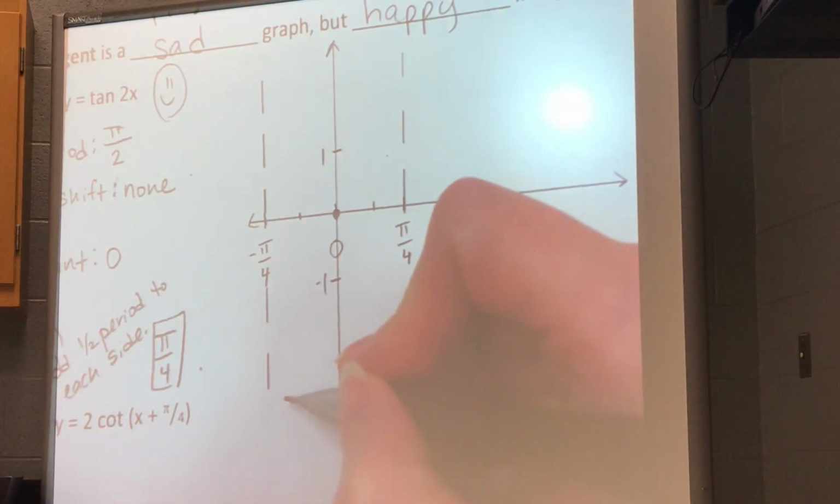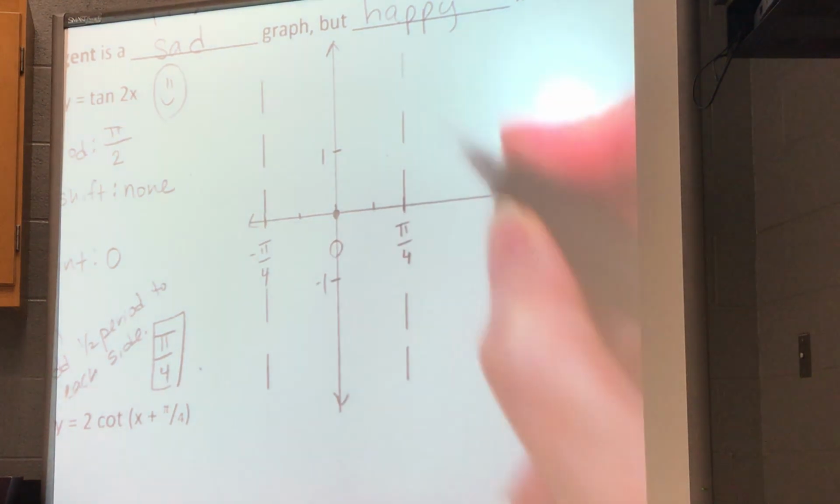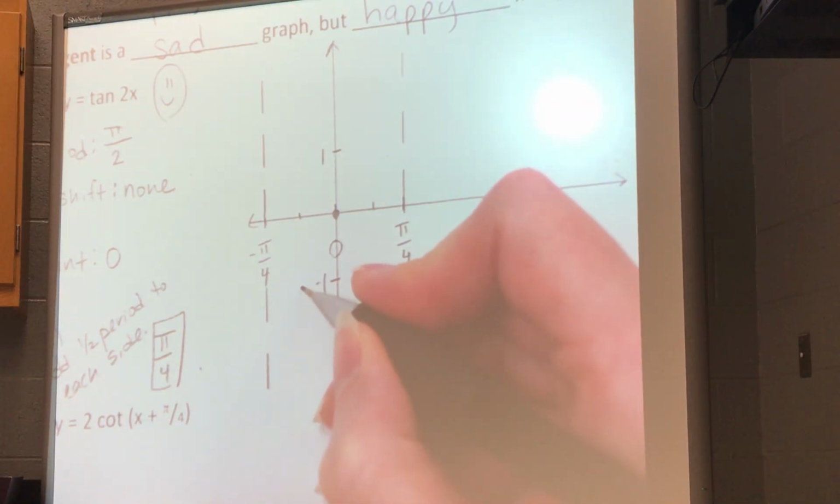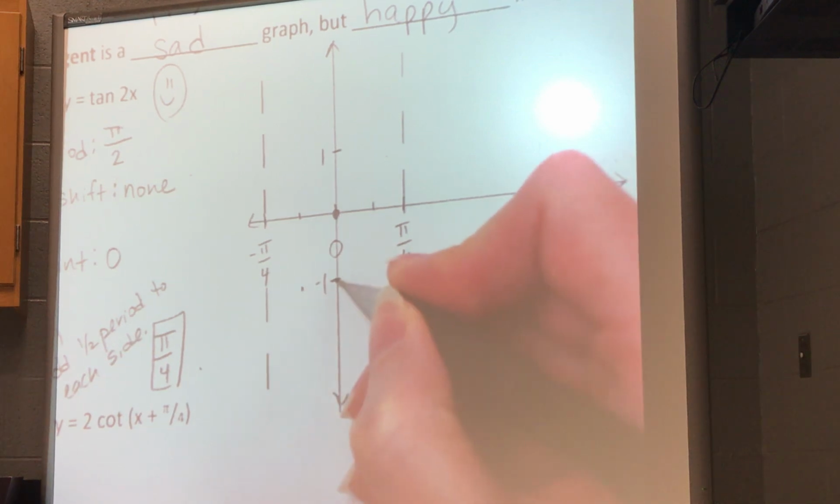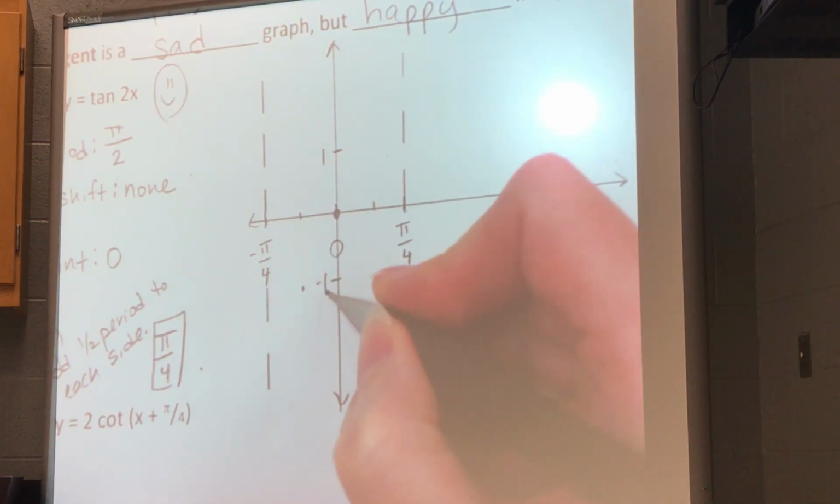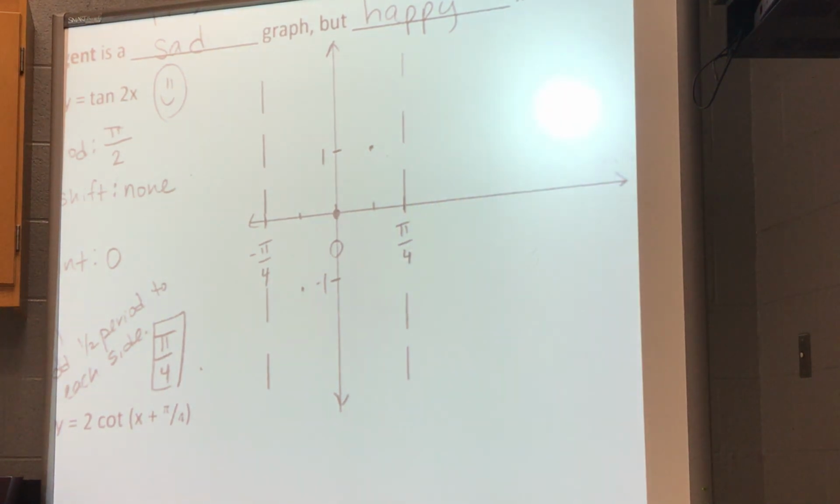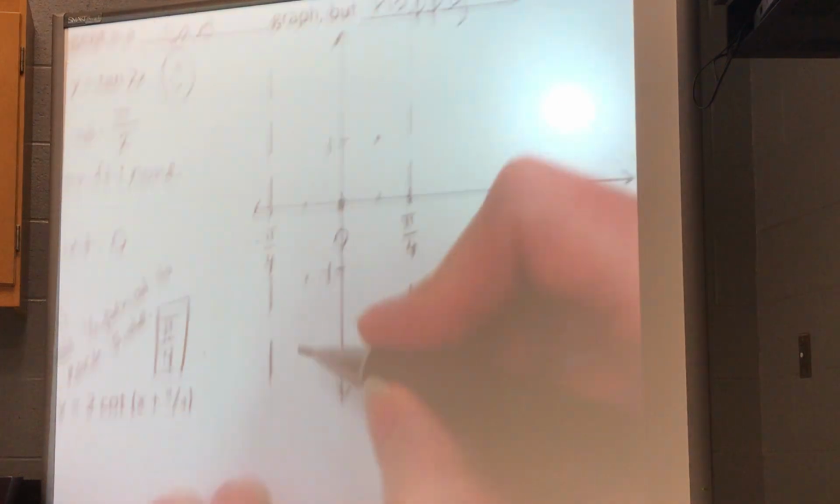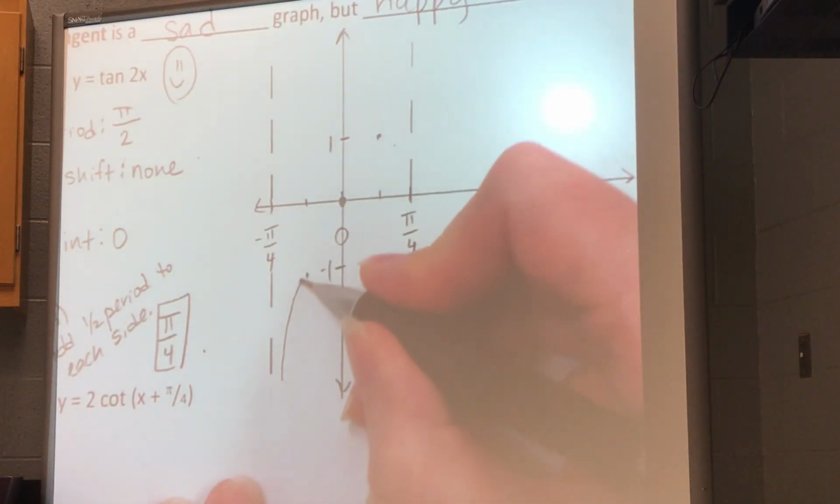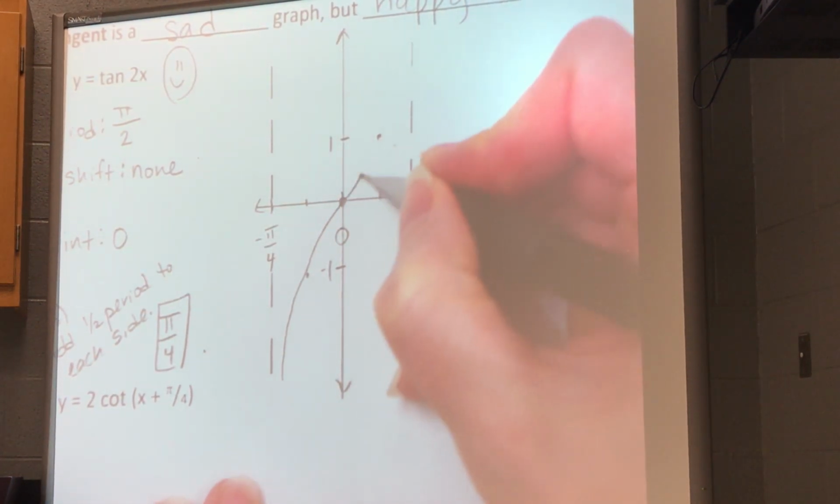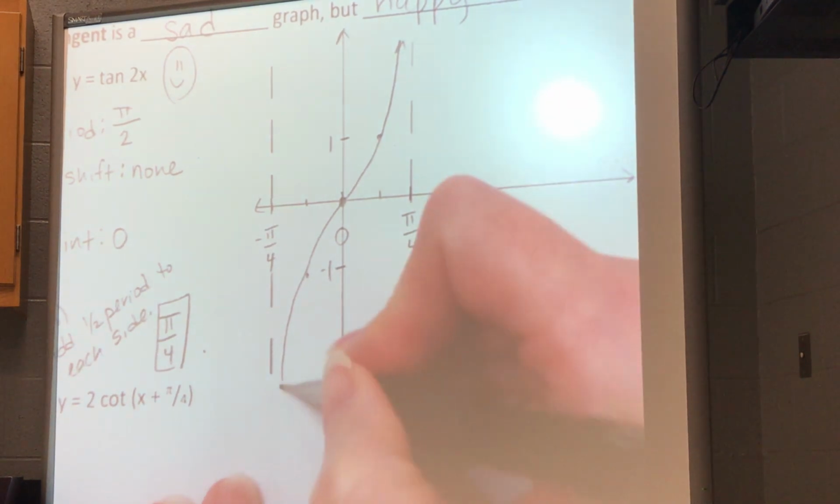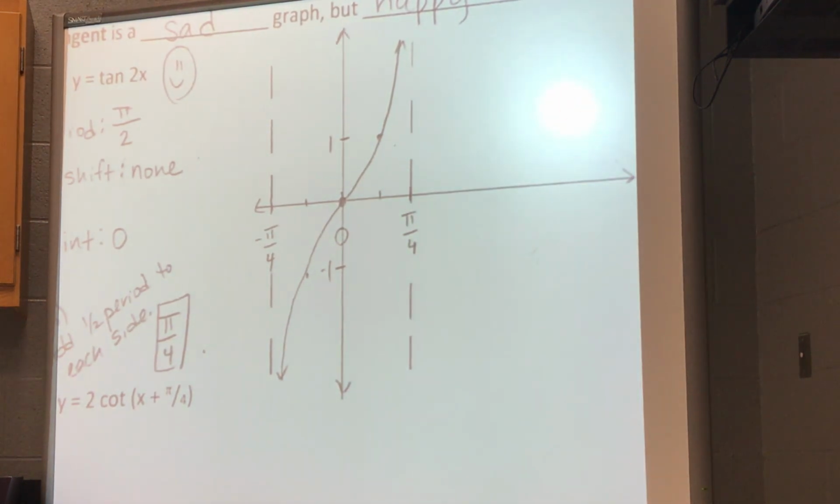But this is going to be a happy graph, so we're going to start down here and go up. But I want to just put a little point right here, at -1 right there in the middle, and then right here, just to kind of help guide me whenever I do my graph. Alright, so then I'm just going to draw a happy graph that's increasing all the time. Positive slope all the time. It's one period of tangent.